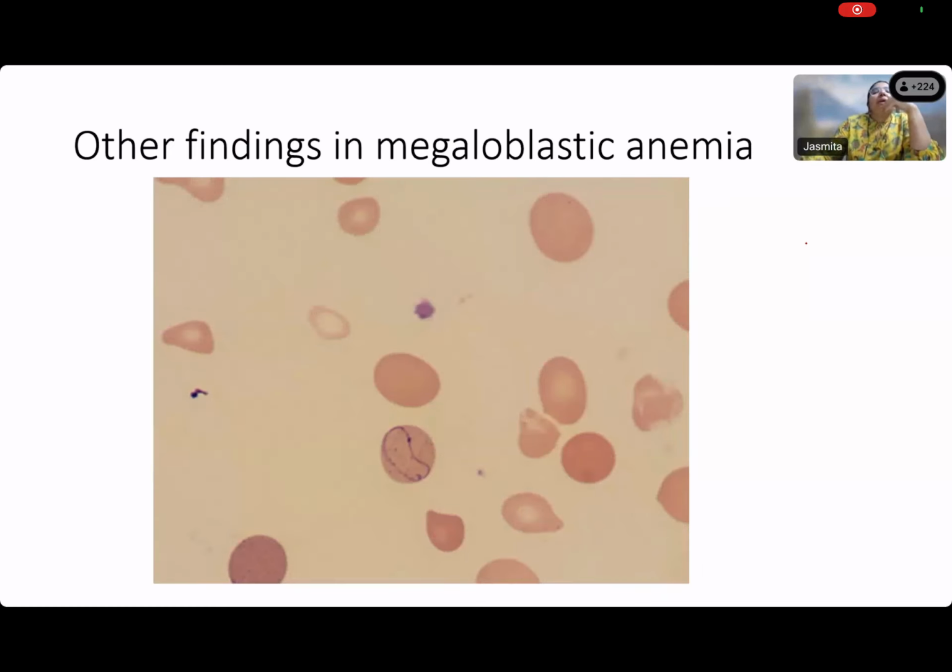Now, the other features that you may see in a megaloblastic anemia are things like this. So, can anybody identify this? The cell shows some basophilic stippling in the background. In addition to that, yes, all of you are right. It is called the Cabot ring.